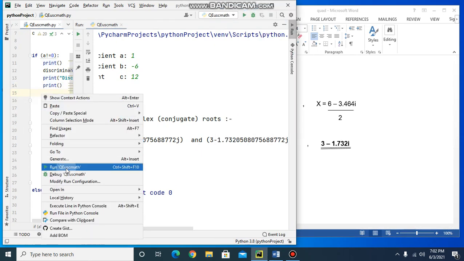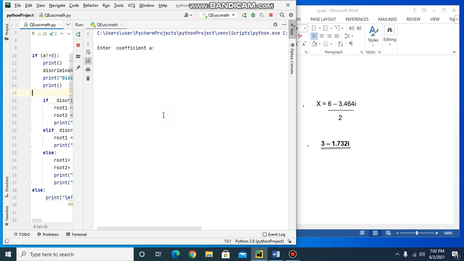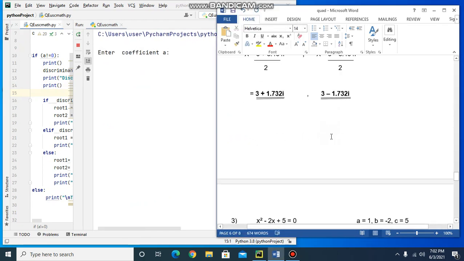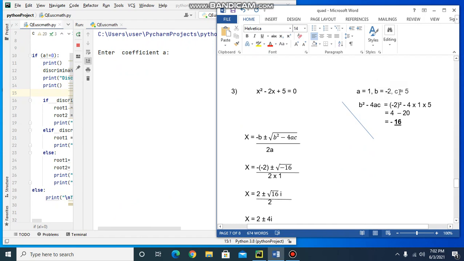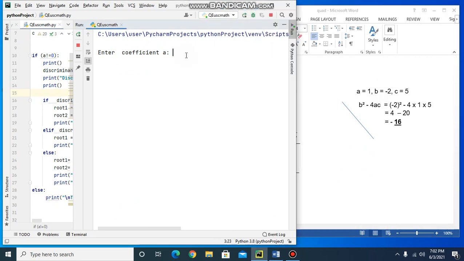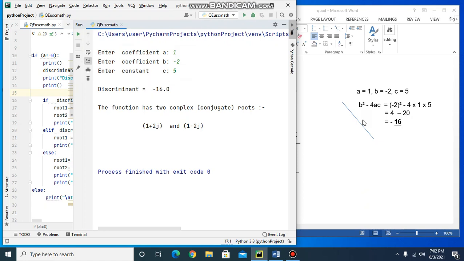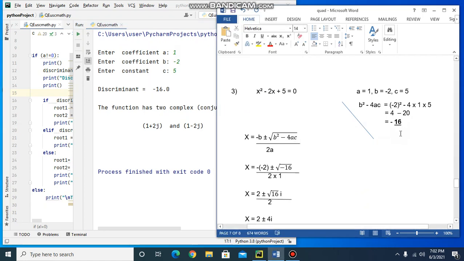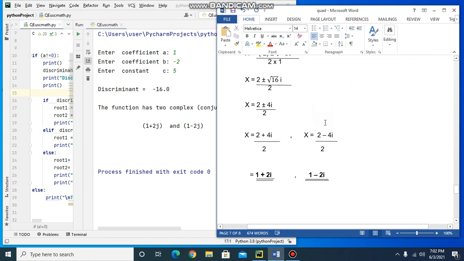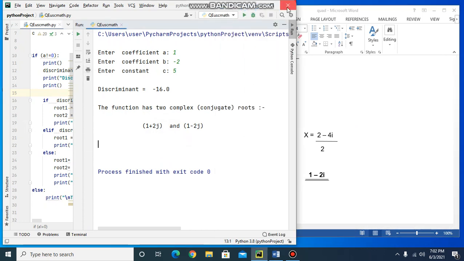So now we will see the next example. So a is 1, b is minus 2 and c is 5. So we are getting the discriminant as minus 16 and the roots as 1 plus 2i and 1 minus 2i. Here we are getting 1 plus 2j and 1 minus 2j. So that is the complex method.